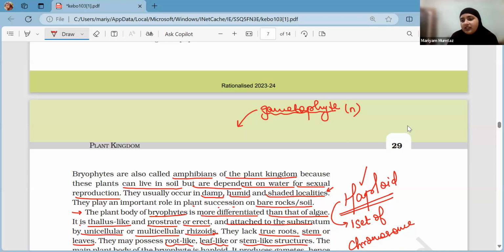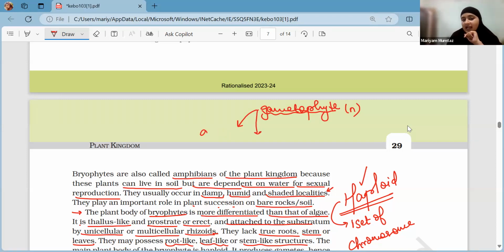It's there in the name only. What will the gametophytes make? Gametes. Male and female gametes, right? So when we talk about gametophytes, there are two.